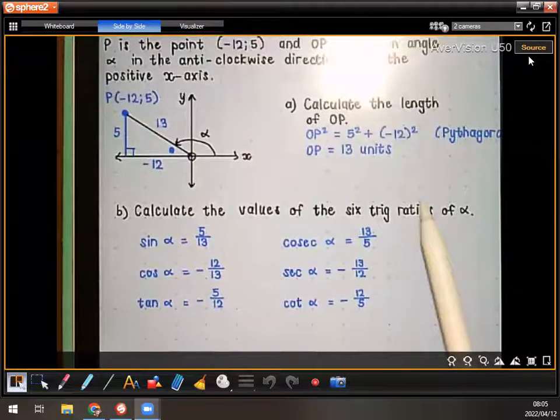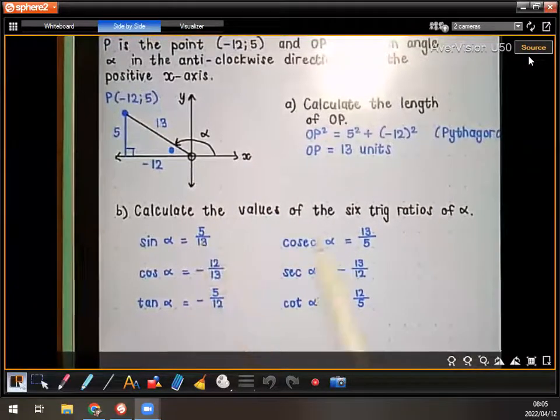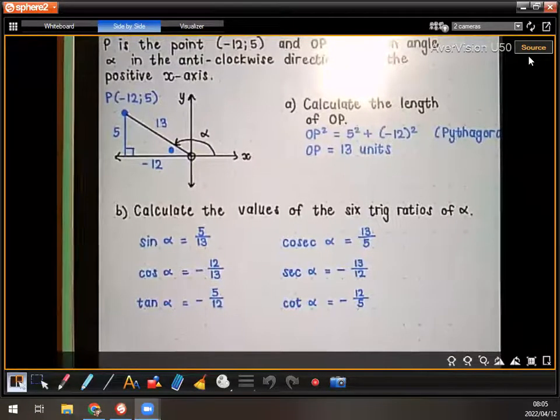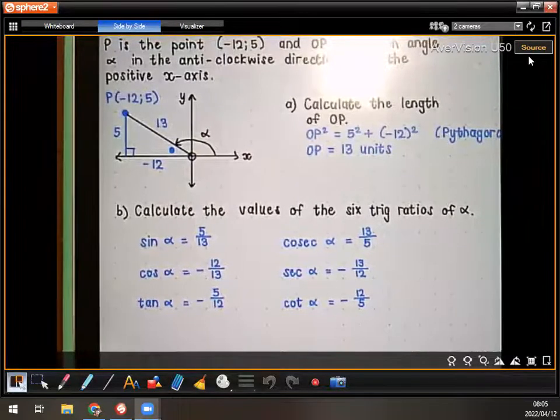Cosec, we know, is the reciprocal of sine. So if sine is 5 over 13, cosec is going to be 13 over 5. Sec is the reciprocal of cos. So if cos is negative 12 over 13, then sec is going to be negative 13 over 12. You can swap them out. And the same thing for cot. If tan is negative 5 over 12, then cot is going to be negative 12 over 5. In simplest form, we're doing a positive number divided by a negative, so I'll write it with the minus in front.